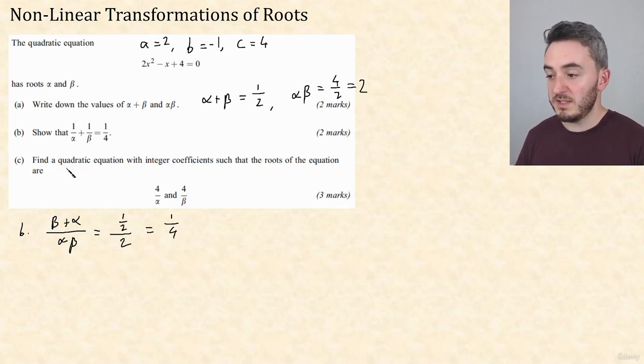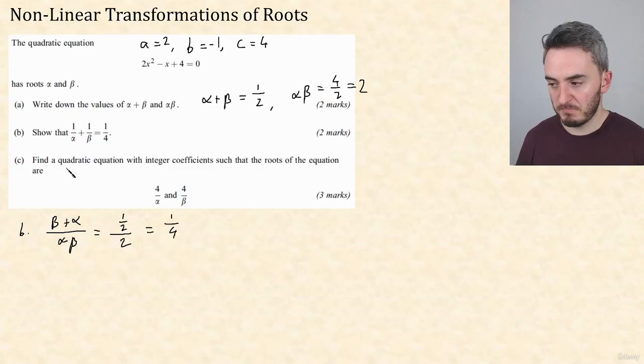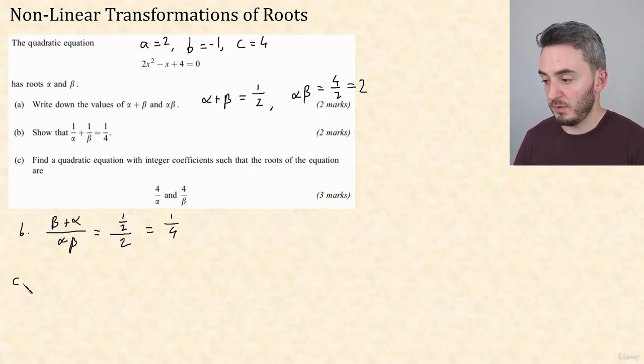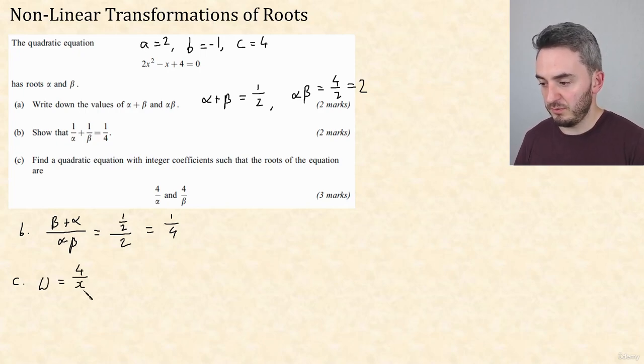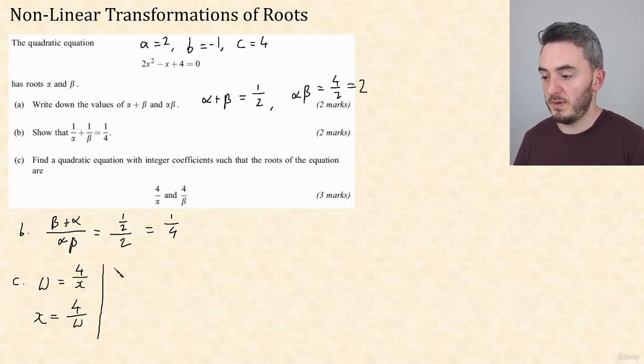Okay, so find a quadratic equation with integer coefficients such that the roots of the equation are 4 over alpha and 4 over beta. So let me show you two approaches that we could take for this. So the first approach is to just simply use the technique that we've been using so far in this video and the previous one. And that would be to say, well, what's the relationship here? My w roots here are just 4 over my x roots, which means that x is 4 over w.